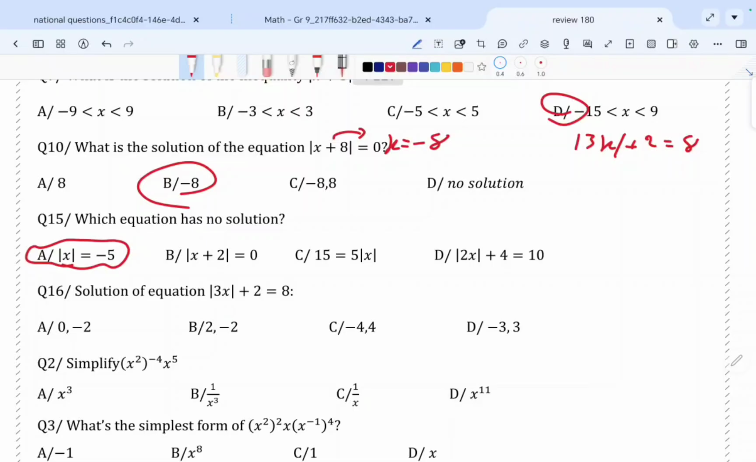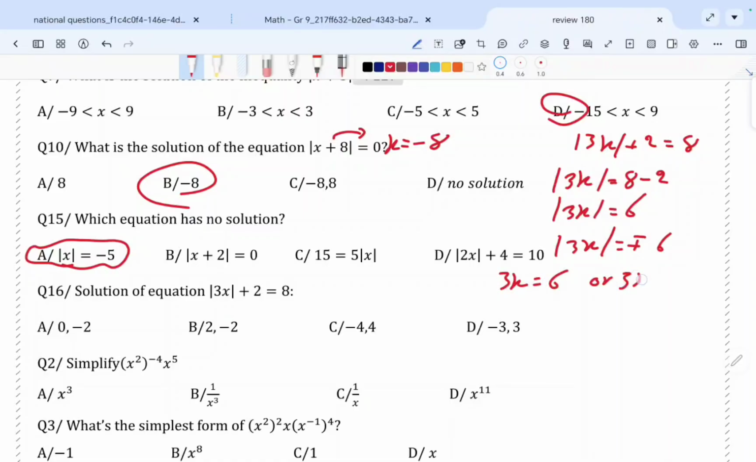Yes, question 16 here. How can we solve it? We will say move 2 to the other side. It will be 3x equals 8 minus 2, the absolute value of 3x equals 6. We'll say the absolute value of 3x equals positive or negative 6. 3x equals 6, or 3x equals negative 6. How to get rid of 3? Divide by 3 on each side. x equals 2, or x equals negative 2. So 2 and negative 2 is the correct answer.